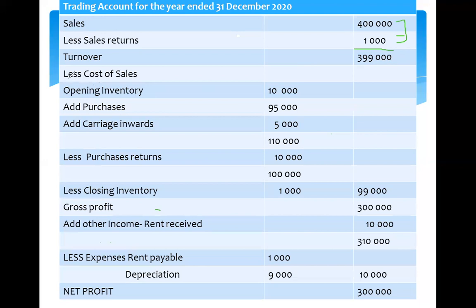Then you say less cost of sales. You're supposed to double underline or just underline to indicate that there's a demarcation. Then we need to determine our cost of sales as we clarified in our previous slide. It's our opening inventory, which is 10,000, plus 95,000, which is our purchases, plus our carriage inwards, which is 5,000. That's 110,000. You put a line again to demarcate that you have dealt with the figure.